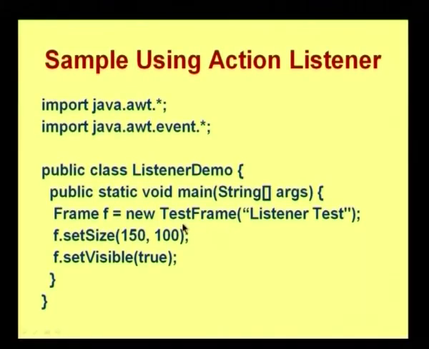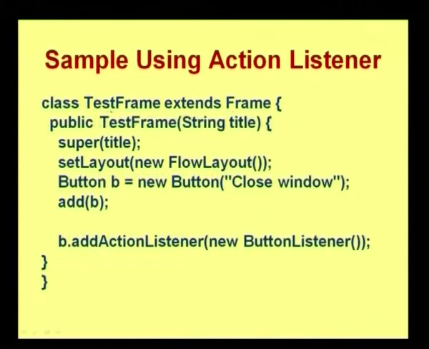So, public class ListenerDemo and your main method. I am creating a frame, setting it to a particular size, and then making it visible. Here I just instantiate the frame. Now you can see what this frame is. This frame extends Frame. So your class TestFrame extends Frame.